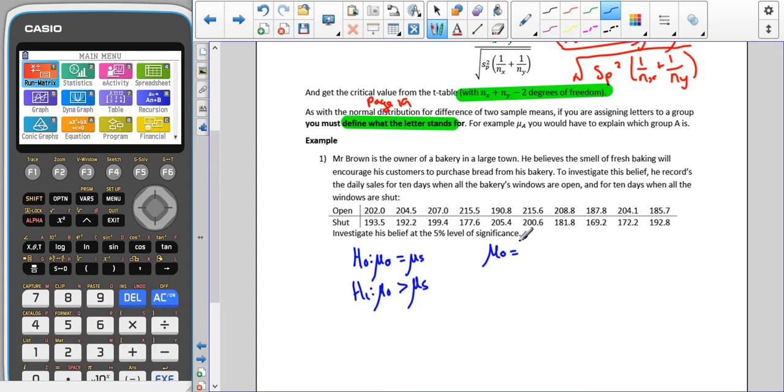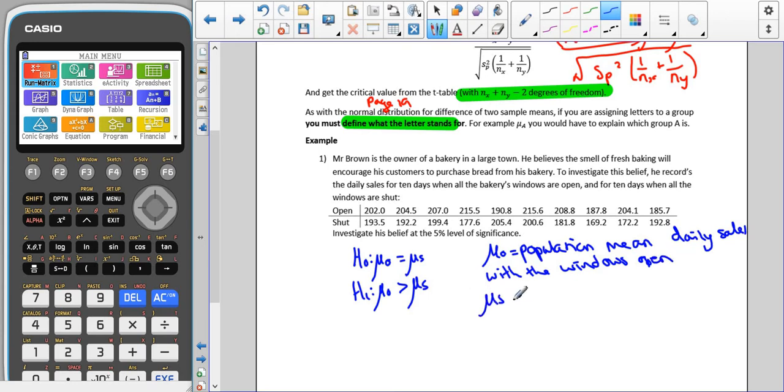So our mu O is going to be the population mean daily sales with the windows open, and then we're going to have mu S, which is going to be the population mean daily sales with the windows shut.